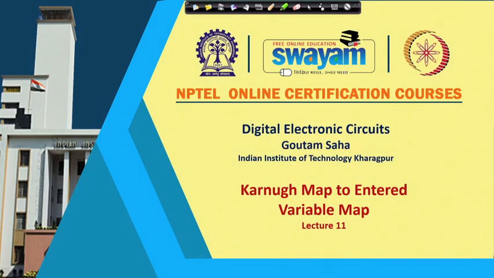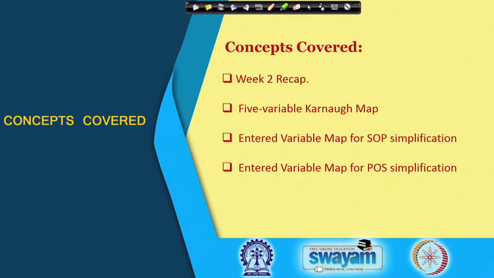Hello everybody, we are into week 3 of this particular course. So, in this particular lecture we shall have a quick recap of what we discussed in week 2, and then we shall discuss 5 variable Karnaugh map and entered variable map for SOP simplification. POS simplification will also be discussed.